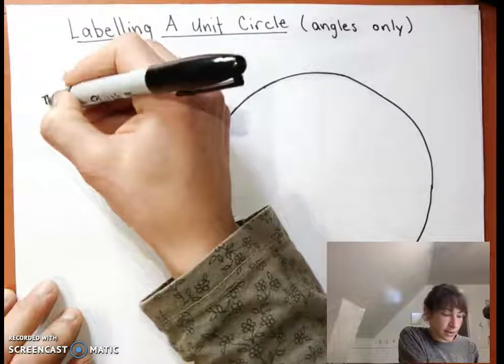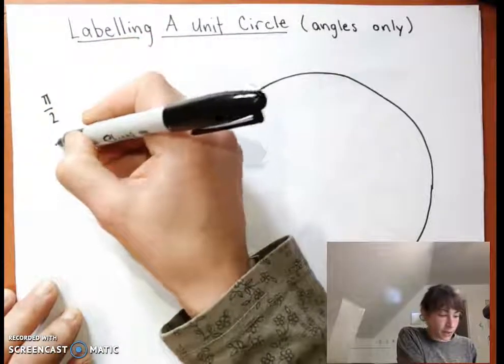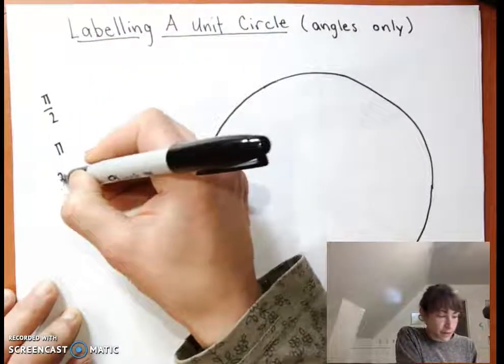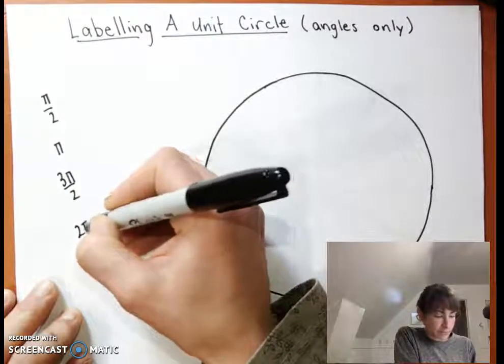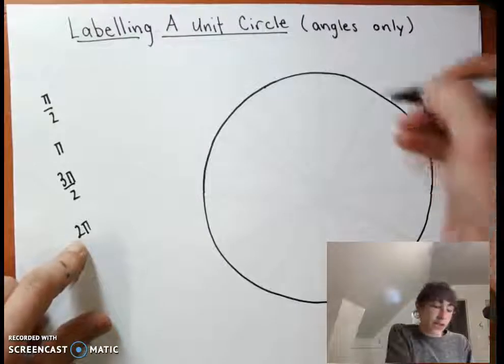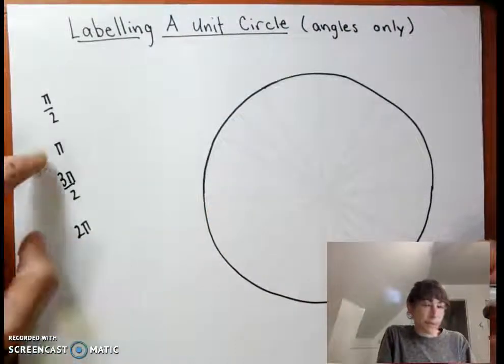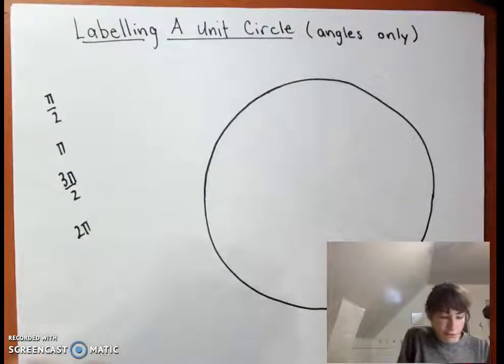So that's pi over 2, pi, 3 pi over 2, and 2 pi. 2 pi is all the way around. Pi is half of that. So that's the first one I'm going to label.